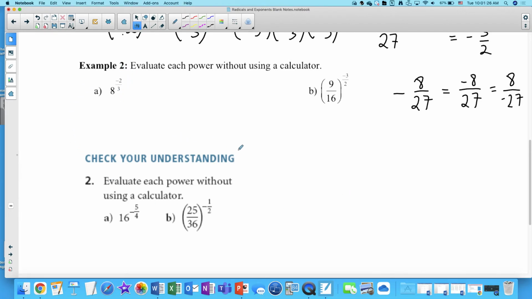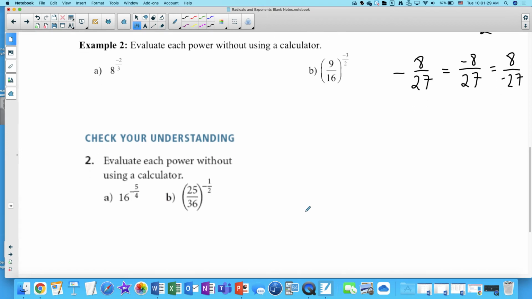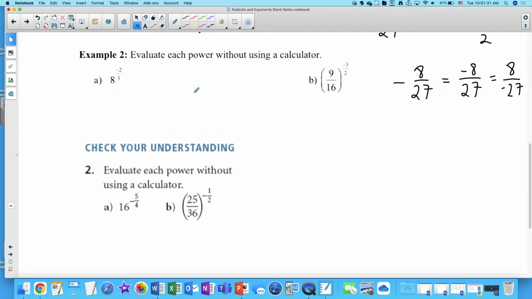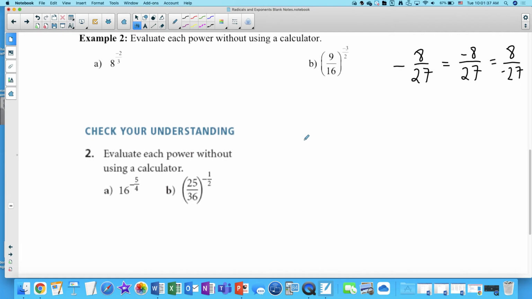Okay? So evaluate each power without using a calculator. So we've got 8 to the negative 2/3. So in these types of questions, we have to deal with 2 things. One of them is the fact that the exponent is negative, and the other is that the exponent is fractional, right? And I mentioned this a couple minutes ago, but you can do that in either order. And I wouldn't say that one is better than the other. I would say out of habit, I tend to do one more than the other, but you can do it. It's not like one makes the process more simple, okay?